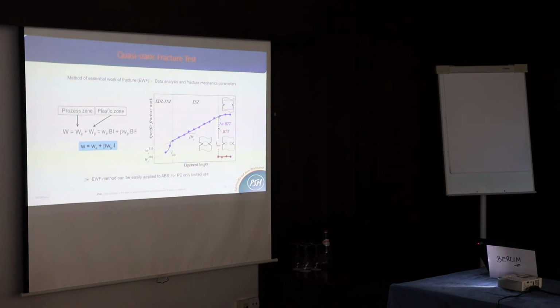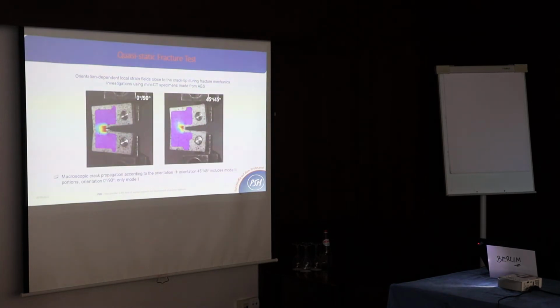Yes, if you do so, you can plot the specific work of fracture as a function of ligament length, and the slope here gives you information about, or is a measure of, the resistance against stable crack propagation, and the onset is the so-called specific work of fracture. The specific work of fracture gives you information about the resistance against crack initiation. And the same we will see here. How do we do digital image correlation? For the crack resistance curve measurements, we have done this too, but it's not a part of my talk today due to limited time.